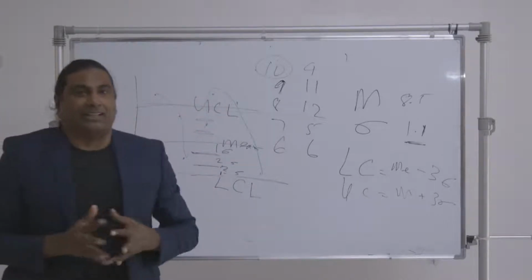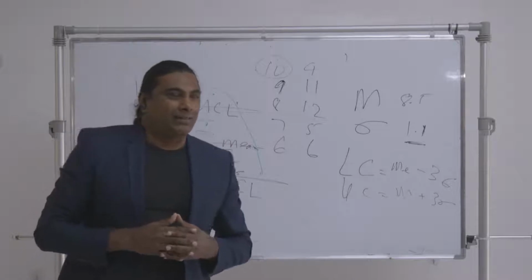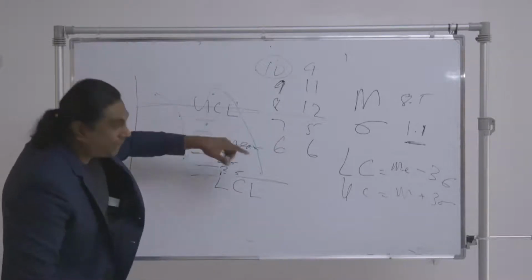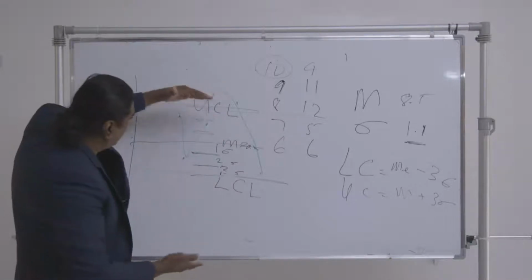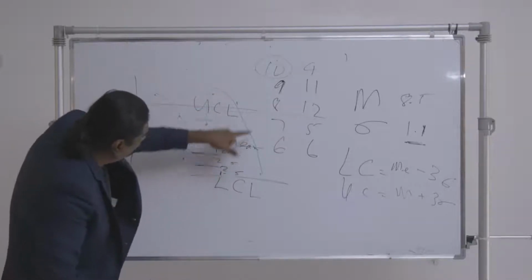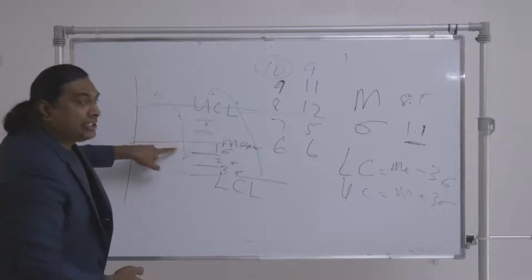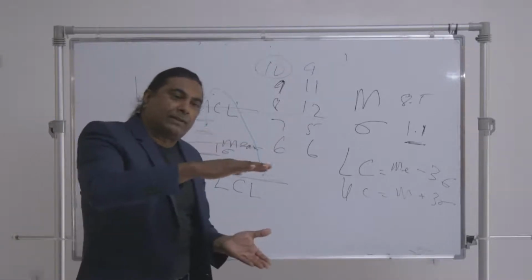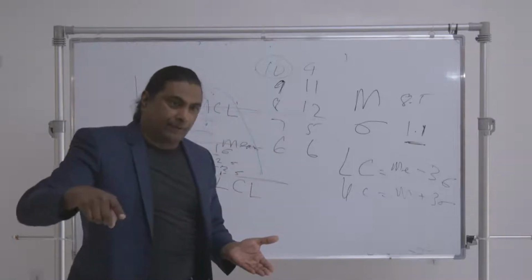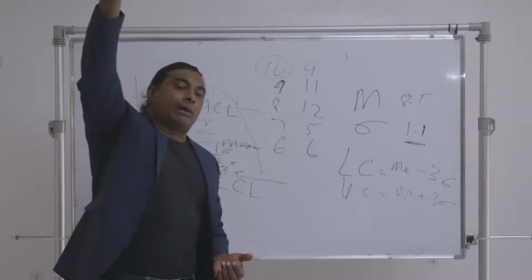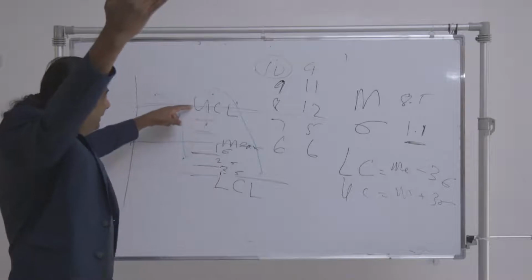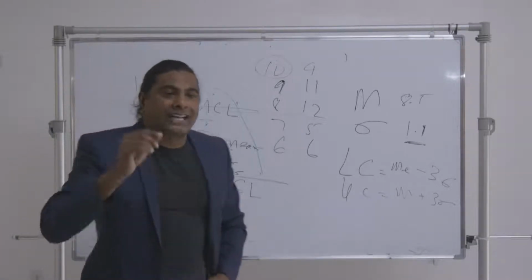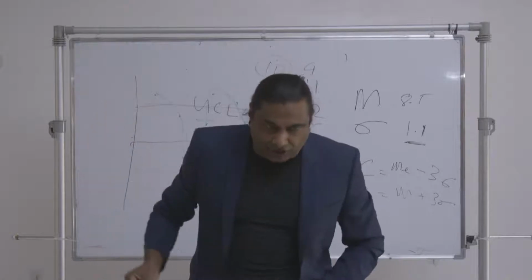The variation, the numbers between these two, the upper control limit and the lower, the variation between them is called normal cause variation. So it means it's acceptable. It's different, but it's acceptable. Once you go above the upper control limit and below the lower control limit, we call that special cause variation.